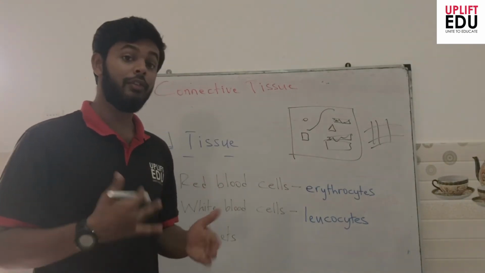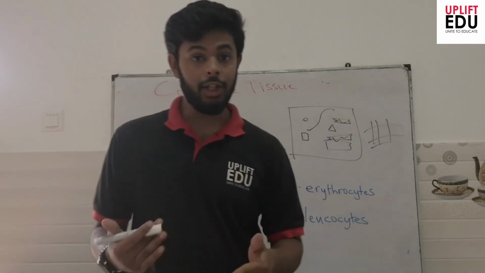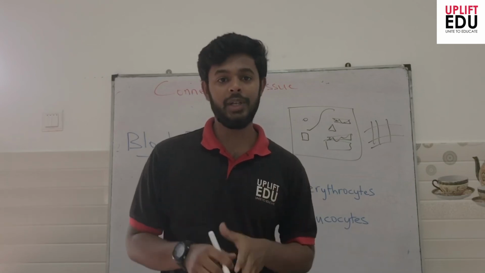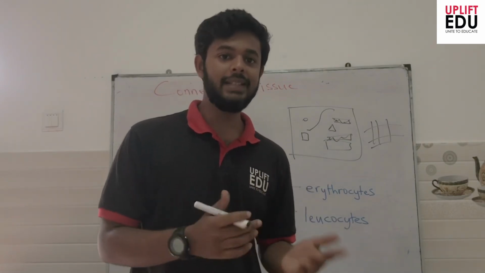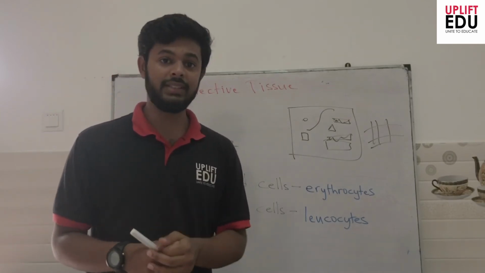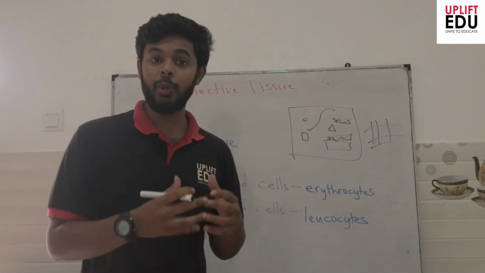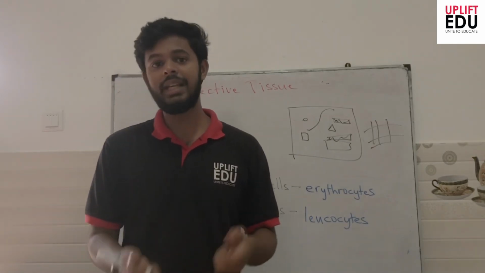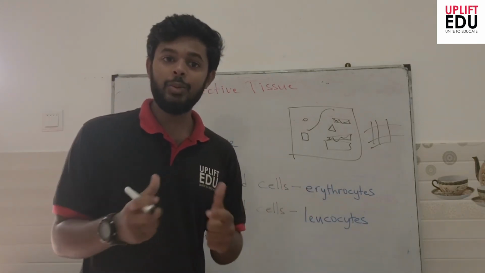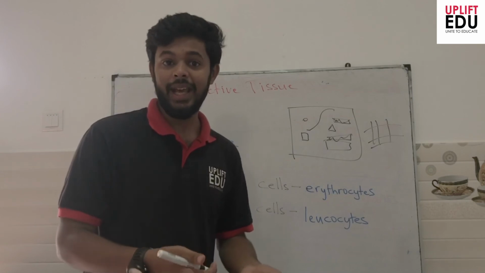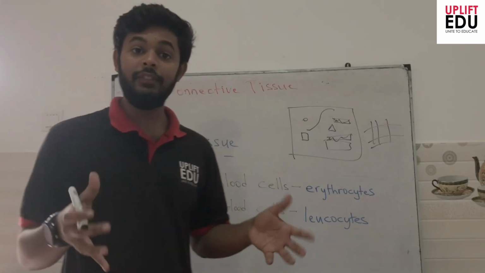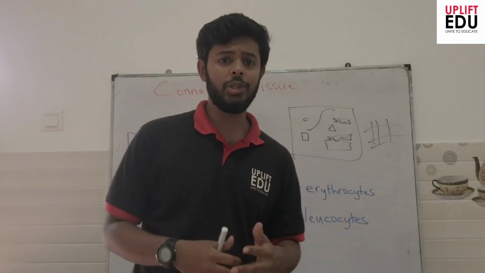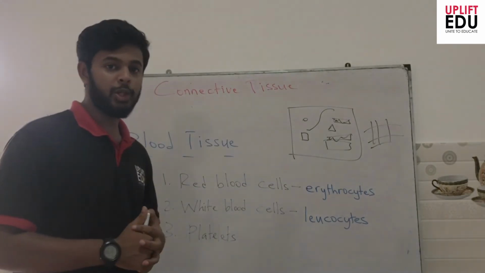Let's look at some important functions of blood. Even if I don't mention this function, you will know it: the transportation function. We already discussed how blood is involved in transportation. For example, blood transports oxygen from the lungs to other tissues, and from other tissues it collects carbon dioxide back to the lungs. It collects waste materials from all other tissues and takes them to the kidney. Also, from the digestive system it transports nutrients to other tissues. So blood is involved in a wide range of transportation.